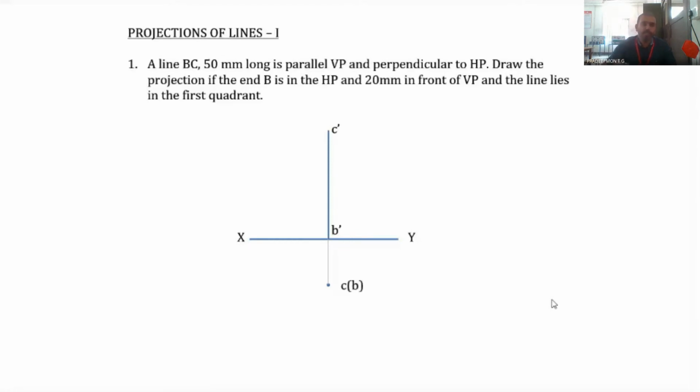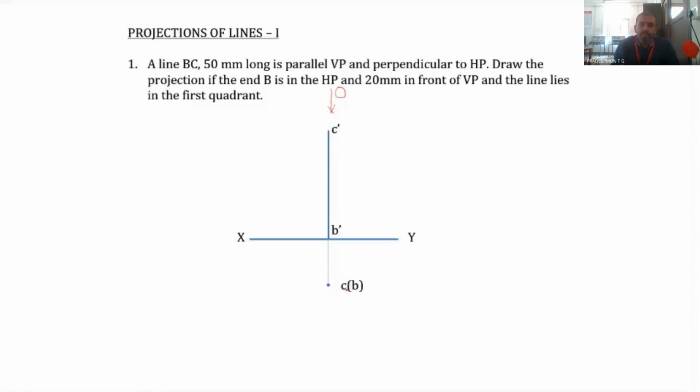Why we use C first? Because it is the point which is nearer to the observer. The observer looks like this. See, here is the observer, and observer looks like this. And point C is nearer to the observer, and B is away from the observer.